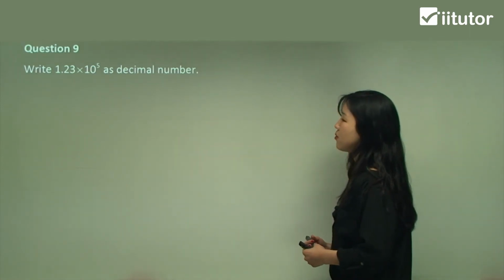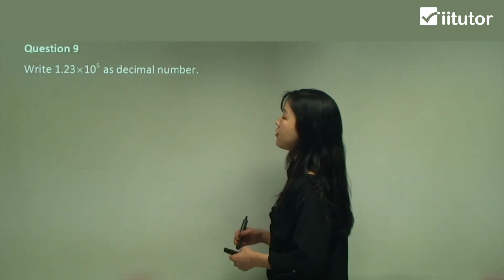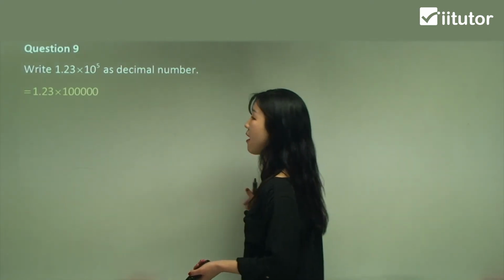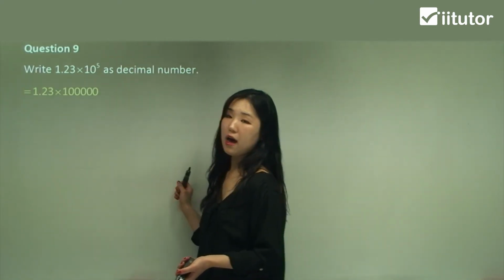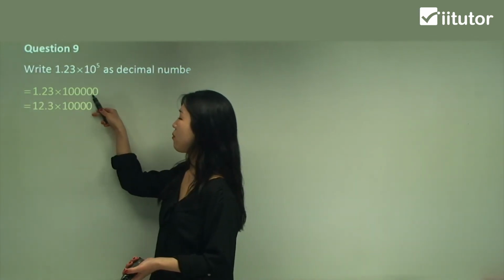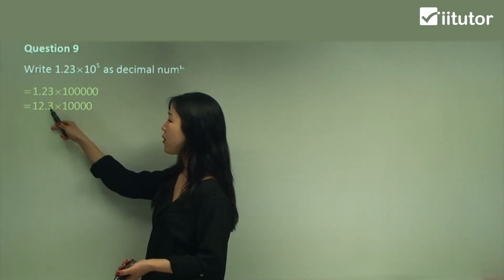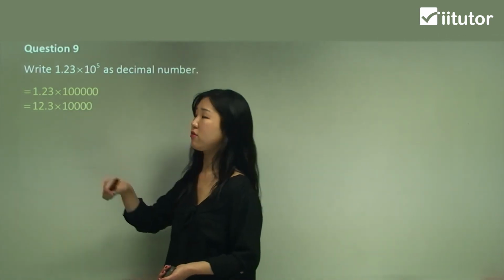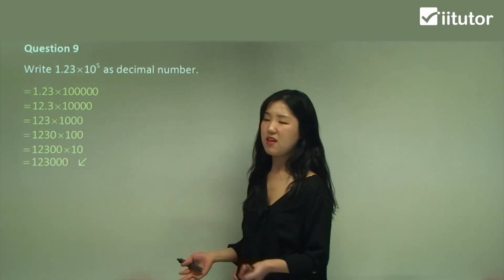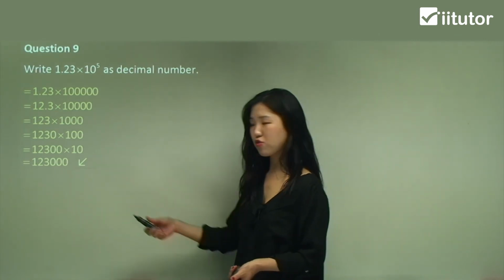Question 9, write this one as a decimal number. So, this one, if I multiply 10 to the power of 5, which is 100,000, and if I multiply by 10, I get 12.3, and then one of the zeros is reduced. I'm just going to keep going. Keep going. And that's the answer. But you guys can probably go straight to this step.